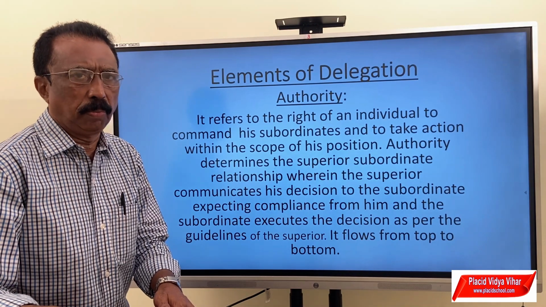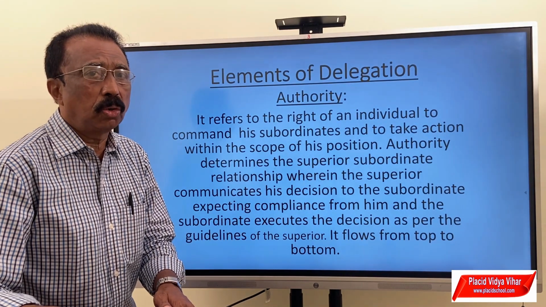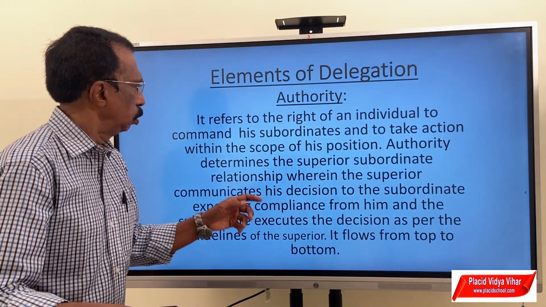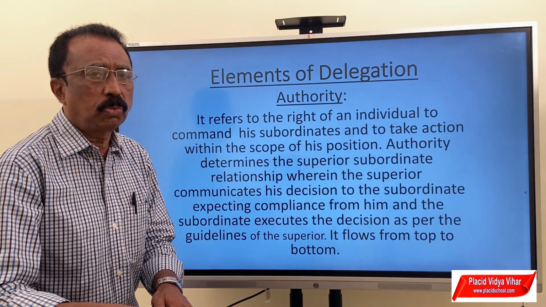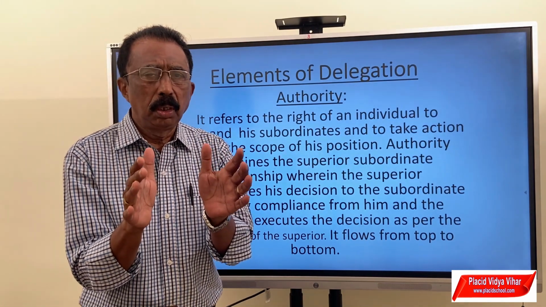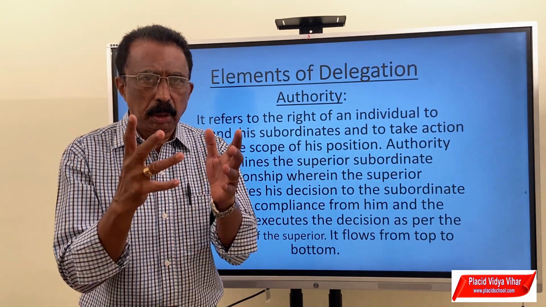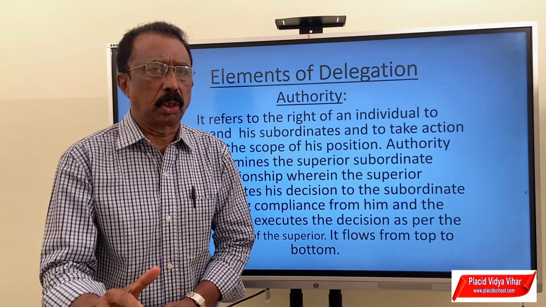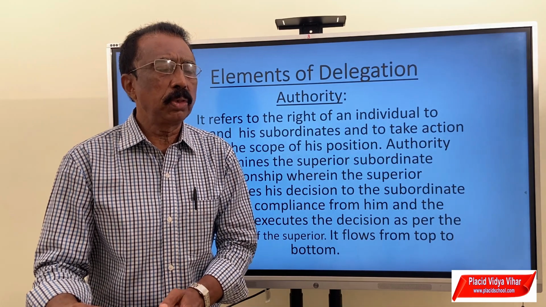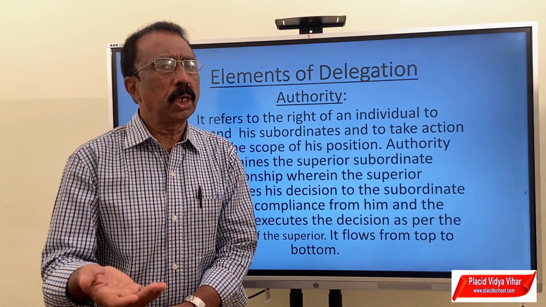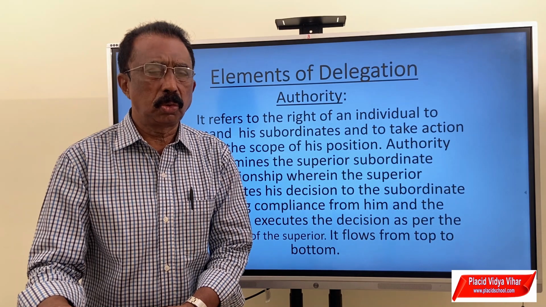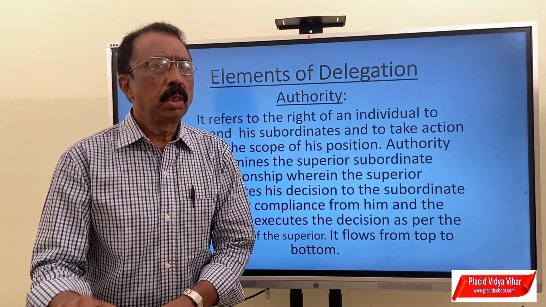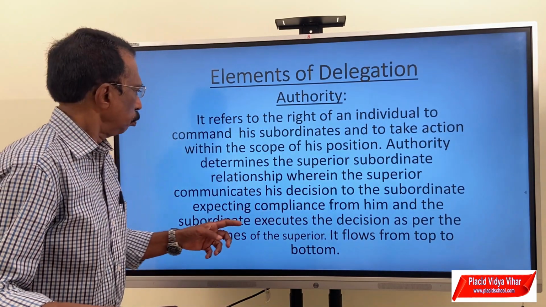And take action. I can take decisions based on the rules and regulations given by the business organization within the scope of his position. Each superior has a particular position. Say, the chairman of the board of directors has the highest authority, whereas an HOD does not have so much authority. A manager may not have as much authority as the HOD. So within the scope of that authority, decisions have to be taken.